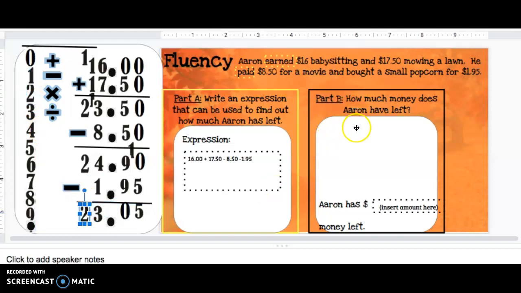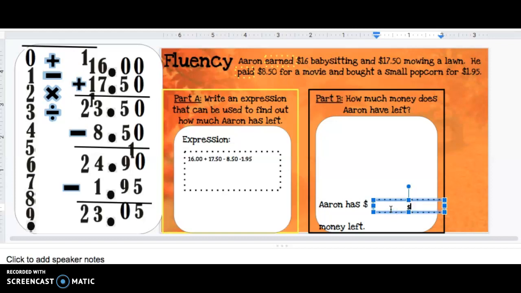So part B is asking, how much money does Aaron have left? In your insert amount here, you would double click it, and you're going to put, Aaron has $23.05 money left.